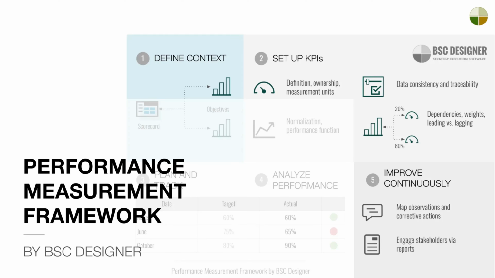Performance measurement is a core part of strategy execution. It's not just about tracking the right KPIs. We need to align performance measurement with the overall strategy and focus on delivering relevant, consistent insights. Let's go through the 5 steps to create such a measurement framework.